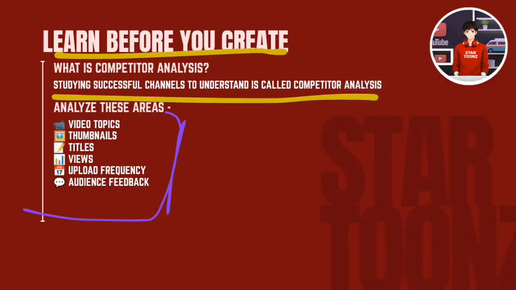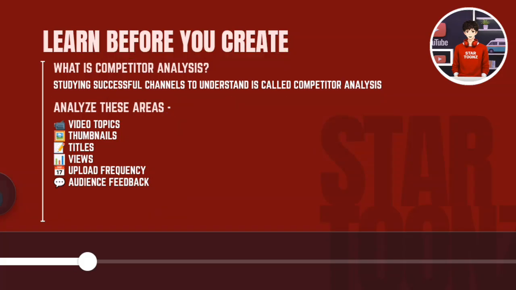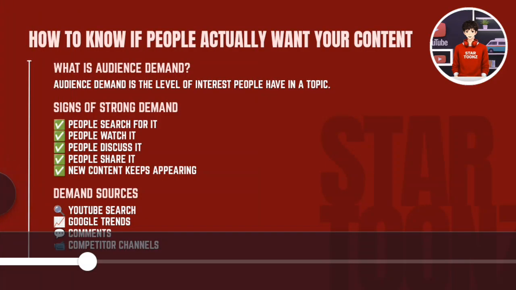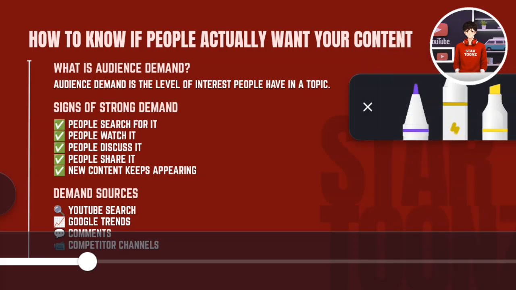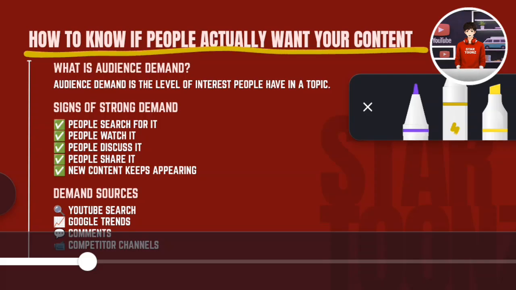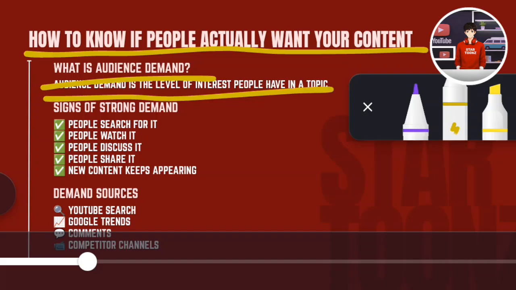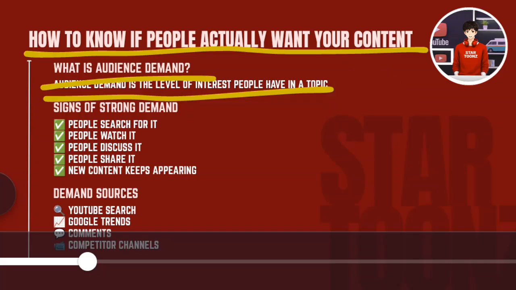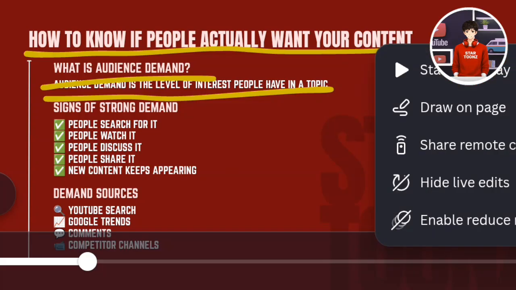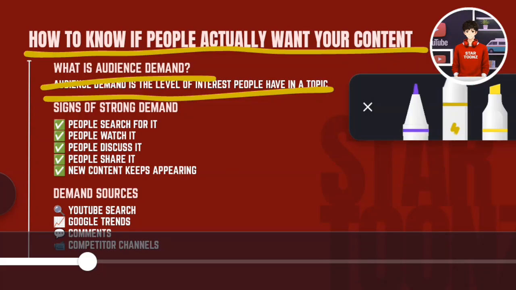This is why audience demand is one of the most important concepts in YouTube automation. Let's define it clearly. Audience demand is simply the amount of interest people have in a topic. The higher the demand, the larger your potential audience. Now, here's a mistake many beginners make. They ask, "What content do I want to make?" Instead, they should ask, "What content do people want to watch?" Those are two very different questions. Successful creators learn to balance both.